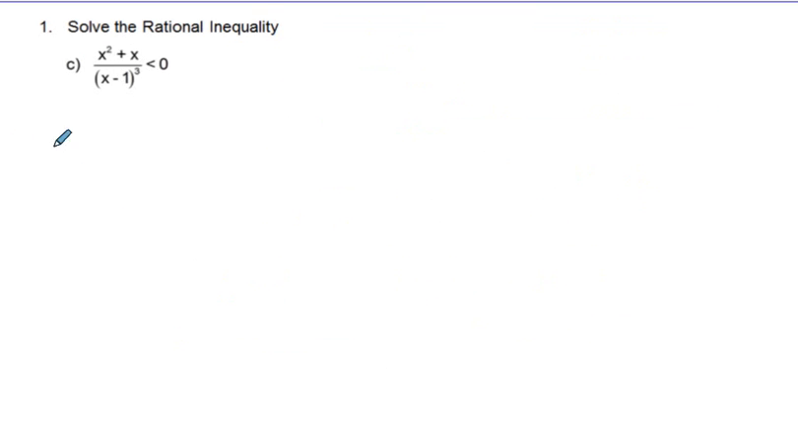Let's go on to C. We have x squared plus x over quantity x minus 1 cubed. Again, we find our critical numbers. What I'm going to do is take this x squared plus x and rewrite it in factored form as x times quantity x plus 1, and set that equal to 0. And our denominator, we're going to have quantity x minus 1 cubed equal to 0.